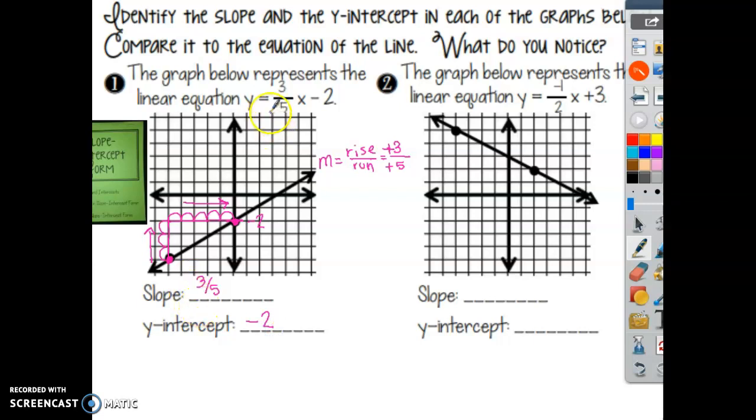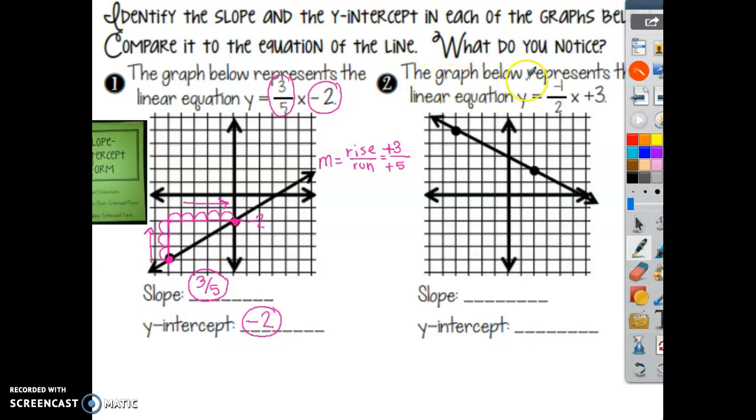Well, if we go back to that equation, we have y is equal to 3/5 x minus 2. You'll notice that your slope is this number right over here, and your y-intercept is this number over here. Right? So let's see if that still stands true over here.